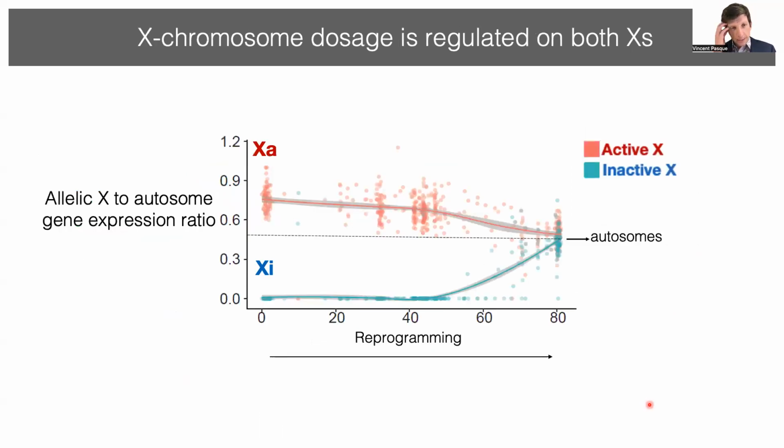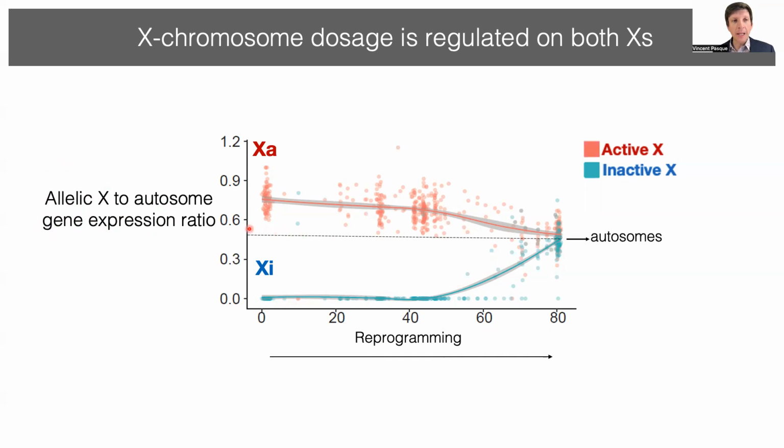Now we can look at allele-resolution data for the X chromosome, and what we do is we take the sequencing reads from each X chromosome and take the ratio to autosomal genes. So it's the X chromosome to autosome gene expression ratio, but with allele resolution. So what you're seeing here is expression specifically from the inactive X chromosome in blue. So it's inactive to start with, as expected. And then during reprogramming, it's reactivated to autosomal level.